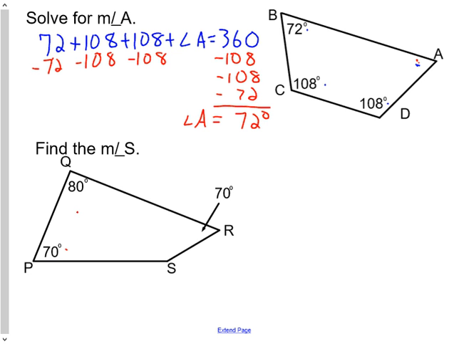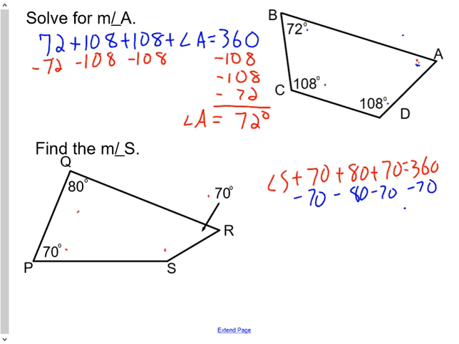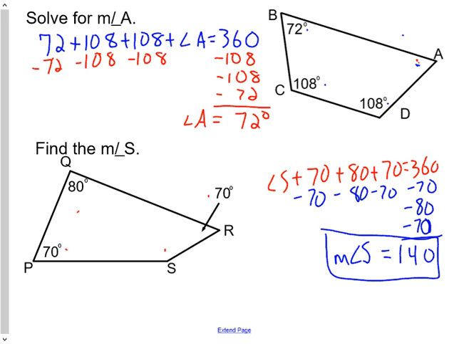Next one, we've got the same situation with 70, 80, 70, and angle S. So angle S plus 70 plus 80 plus 70 equals 360, and we're subtracting all the other angles from that. So minus 70, minus 80, minus 70 on both sides. Totaling up in my head, I got minus 220 there, and that leaves me with 140 degrees as the measure of angle S. And that wraps up today's lesson. Feel free to do the homework assigned on 6-1.